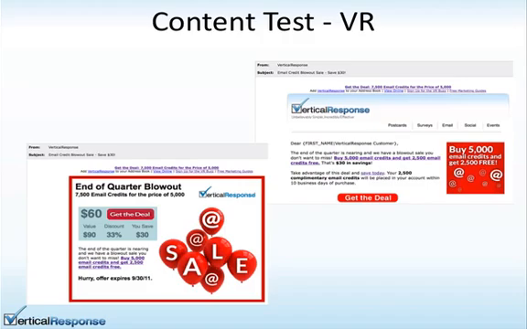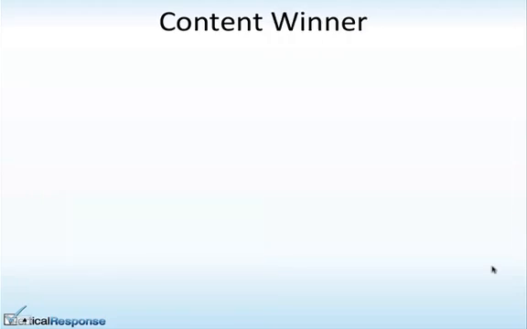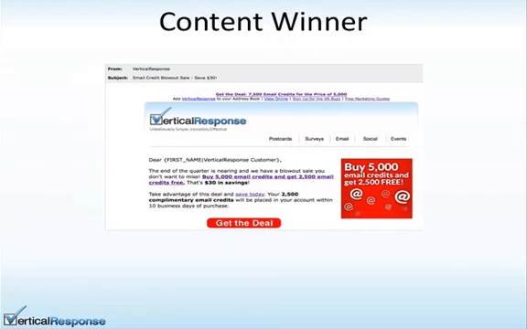So if you look on the right-hand side, we have a graphic that says buy 5,000 email credits and get 25,000 free. And on the left, we have get the deal, $60, and you get, it's the same thing, you get 5,000 credits for 2,500, or you get 2,500 for free, but we have different graphics, and it's slightly different the way it looks. So we tested this and we found the winner was this one.